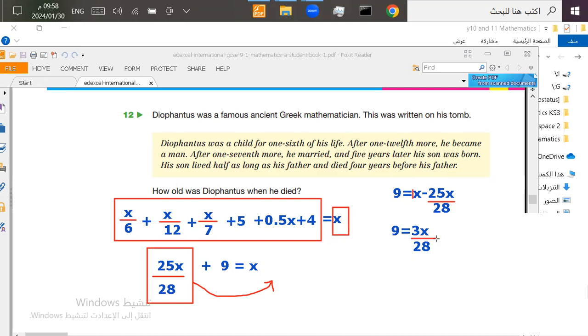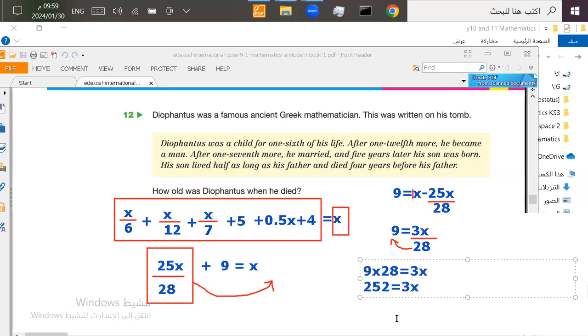Okay. Now I need to put the x on one side, make the x the subject. This means we take the 28 because it's divided. I'm gonna take it to this side by multiplying. So 9 times 28 equals 3x. And then 28 times 9 is gonna be 252 equals 3x.